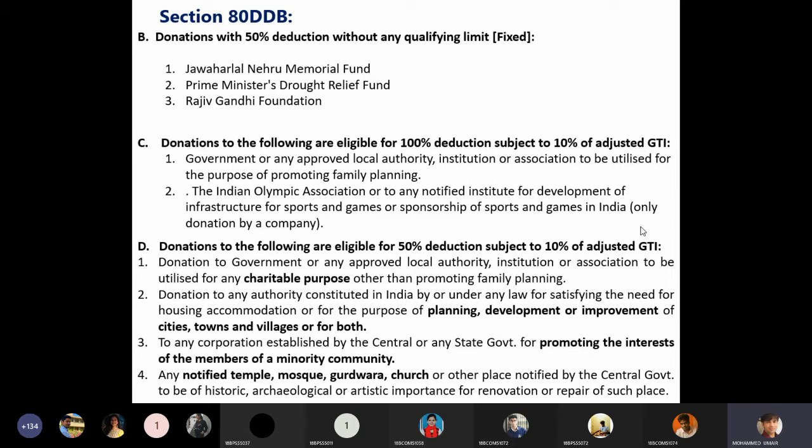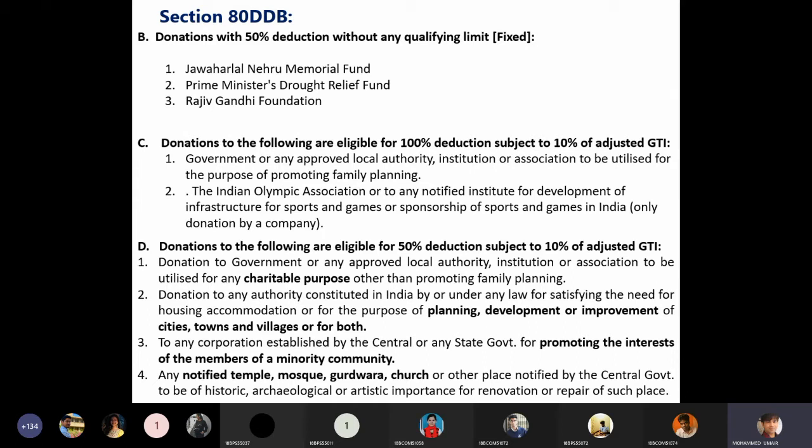So list C and list D, the deduction is determined after comparing the contribution, which can be 100% in category C or 50% in category C or category D, with 10% of adjusted GTI. So how do we calculate this adjusted GTI?